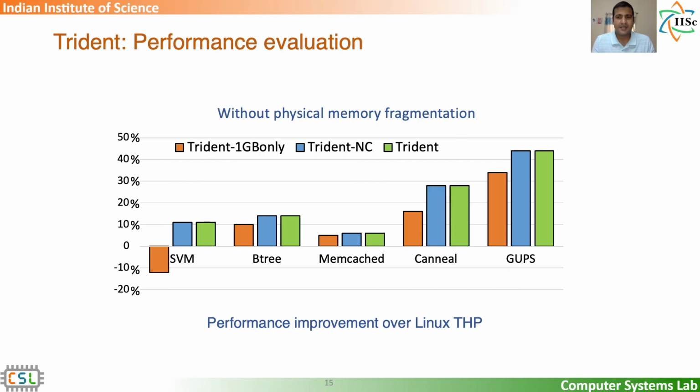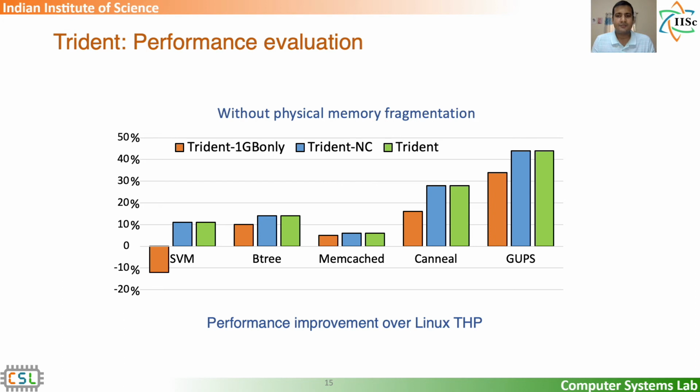Now let's see how Trident performs, and especially how its different components perform. We compare three variants of Trident with THP. One is Trident 1GB only, where we don't use 2MB pages. Second is Trident NC, where we use both 1GB and 2MB pages but don't use smart compaction. And the third is where all components are used.